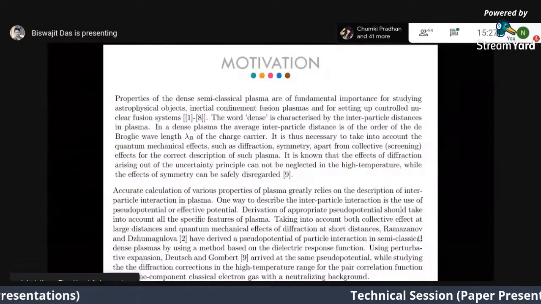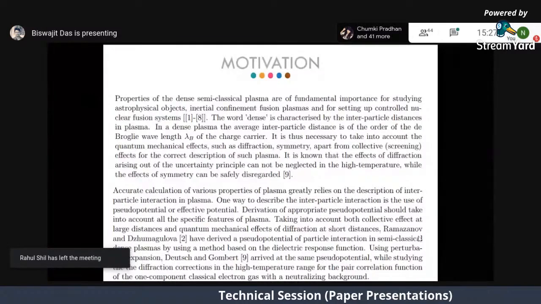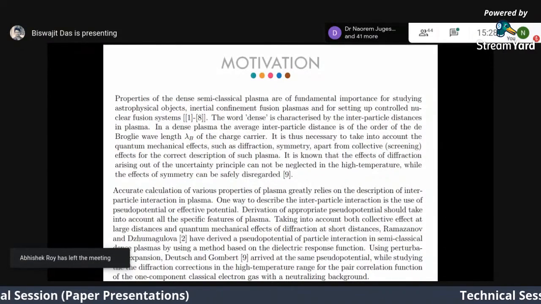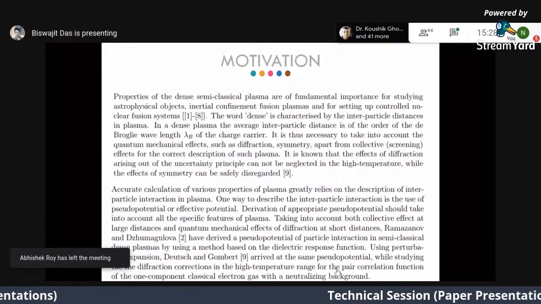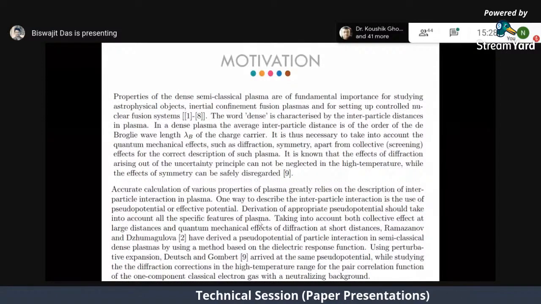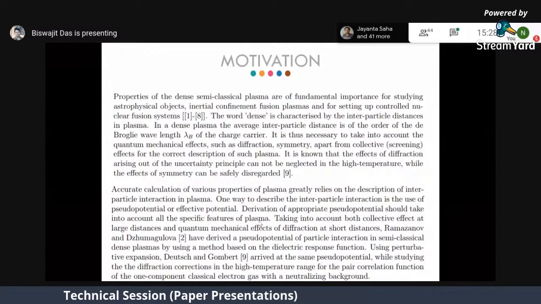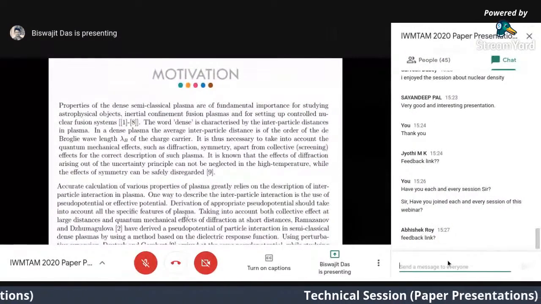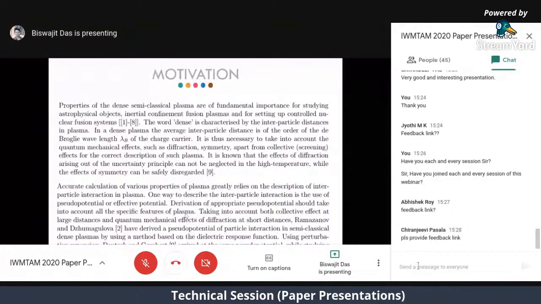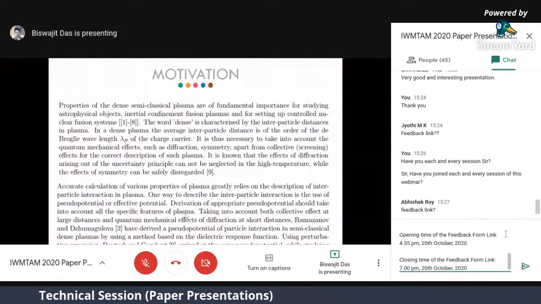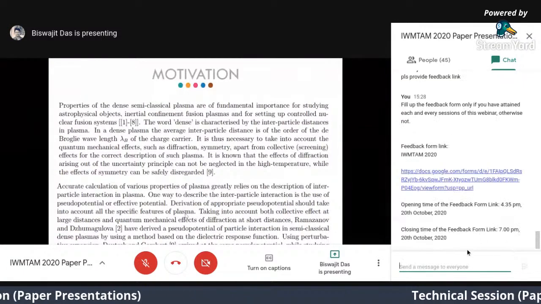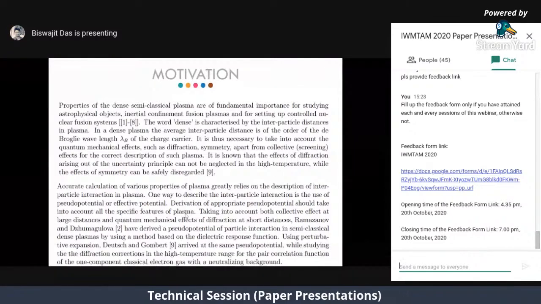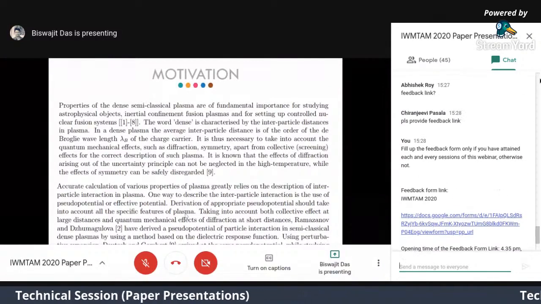Accurate calculation of various properties of plasma greatly relies on the description of interparticle interaction in plasma. One way to describe the interparticle interaction is the use of pseudopotential or effective potential. Derivation of appropriate pseudopotential should take into account all the specific features of plasma, taking into account both collective effects at large distances and quantum mechanical effects of diffraction at short distances.